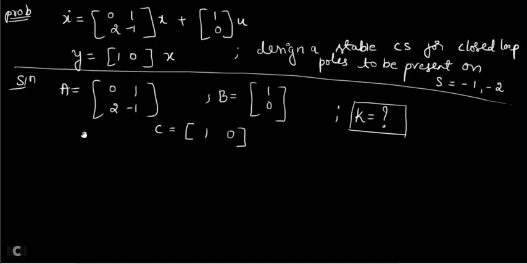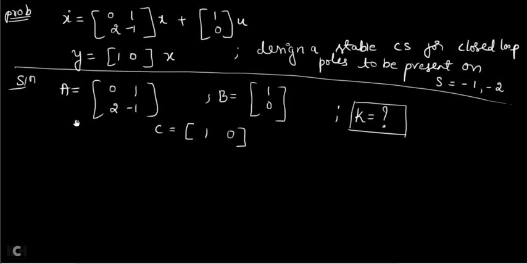Now, in order to use this pole placement method for designing a control system, the first condition is that you should know the state variables, and the second condition is that the given control system should always be completely controllable. You know from the previous video lecture how to test whether a given control system is controllable or observable.